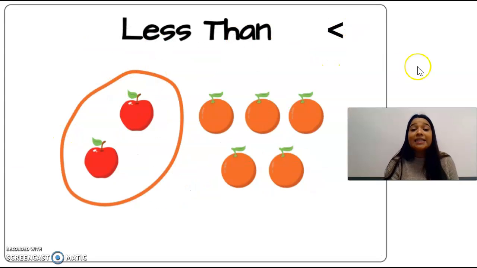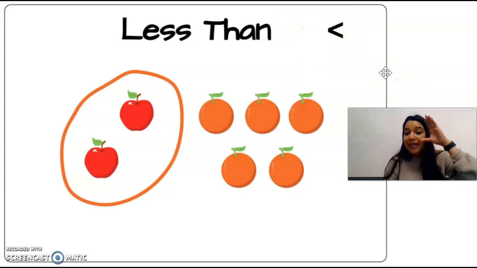Less than. Less than is which number is the smallest, has the least amount, or what object has the least amount. So right here we have 2 apples and 5 oranges. So the number of apples is less than the number of oranges because the amount of apples is smaller than the amount of oranges. And this is your less than symbol, like this.